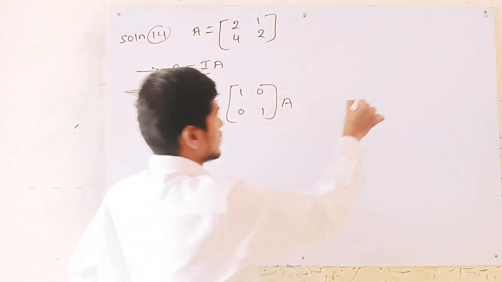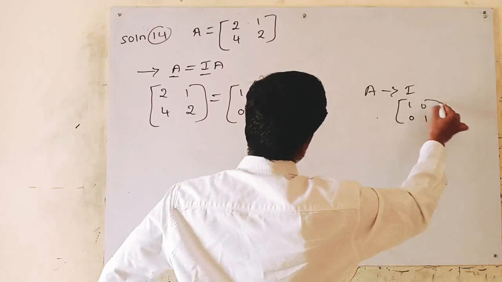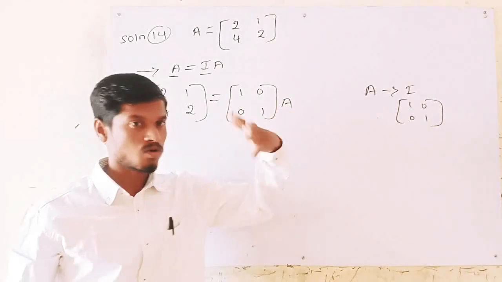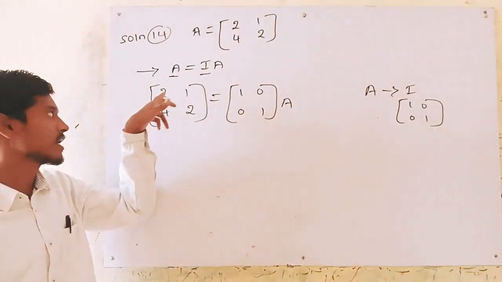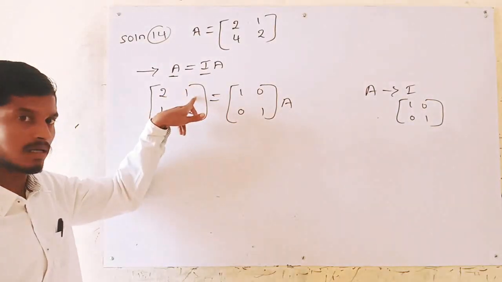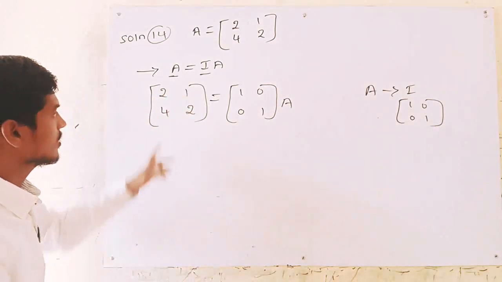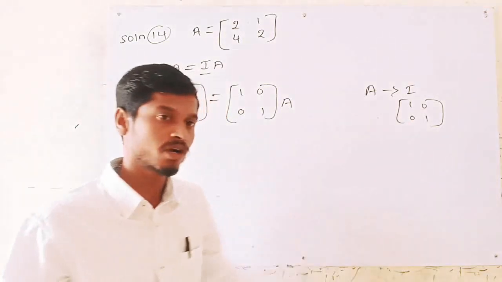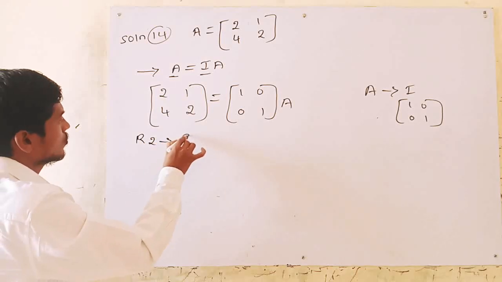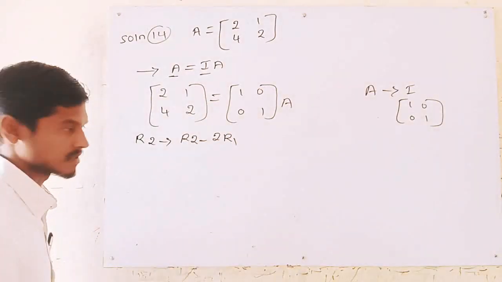See here, the first element: is it possible to convert this into 1? Yes, obviously it is possible, because dividing by 2 gives 1. But the problem is that this element becomes a fraction. So go for this 4. Is it possible to convert 4 to 0? Yes. I will apply R2 changes to R2 minus 2R1.